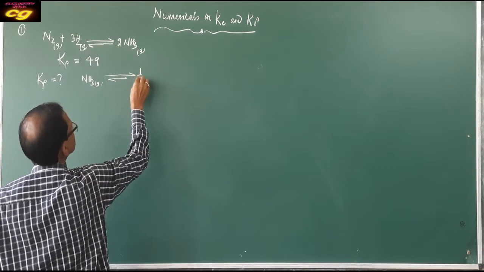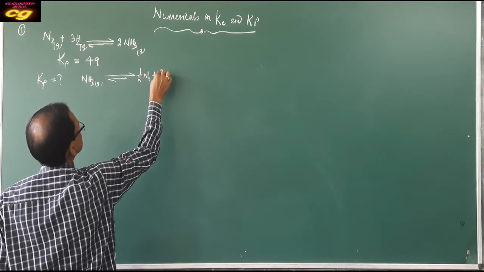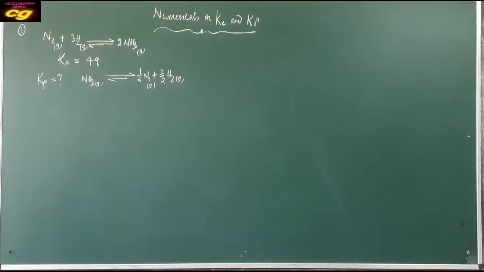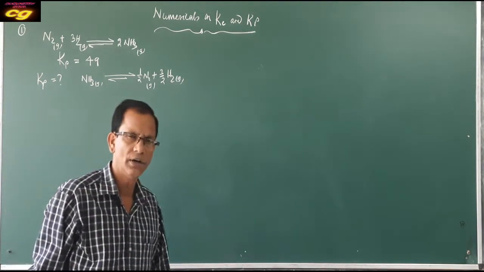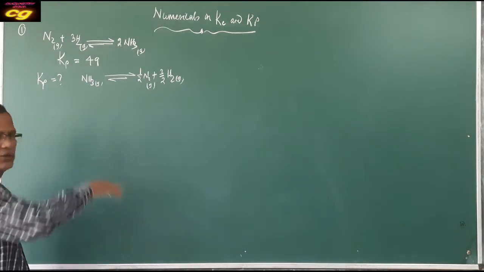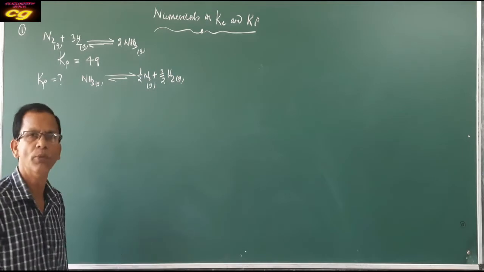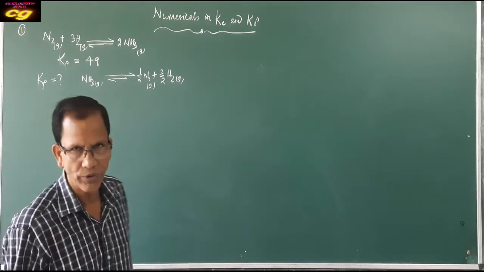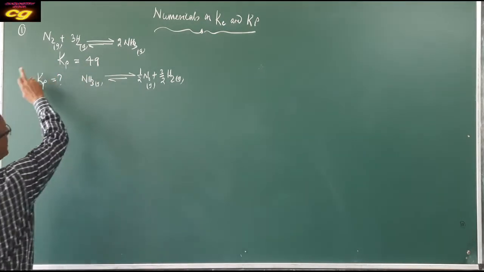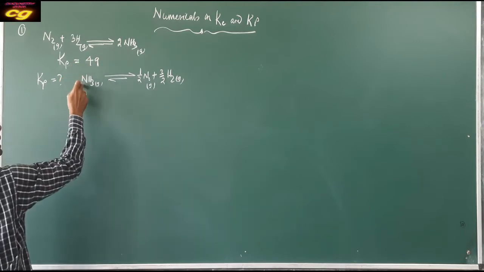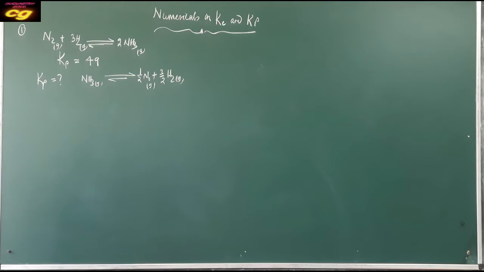What is the calculation of Kp for this equation? But we know the characteristic of the equilibrium constant: when the reaction is reversed, the equilibrium constant is also reversed. When the equation is multiplied by any number, the equilibrium constant is raised to the power of that number. Already we have discussed this. Here it is reversed. On the right-hand side it is 2, here on the left side it is 1. That means here the equation is divided by 2, and it is reversed.